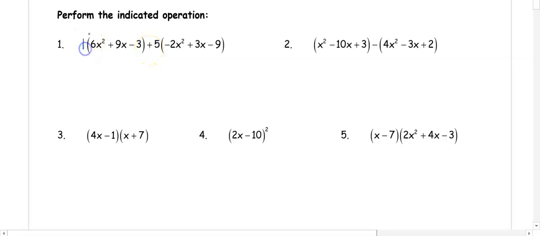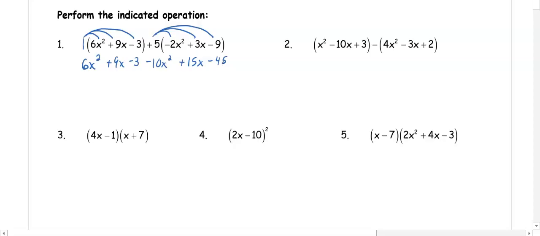The first parenthesis doesn't have a number in front of it, so it's a 1. So all of those terms are going to stay the same: 6x squared plus 9x minus 3. In the second set of parentheses, we have a 5 that we are going to distribute, so everything in that parenthesis multiplies by 5. So we have negative 10x squared plus 15x minus 45.